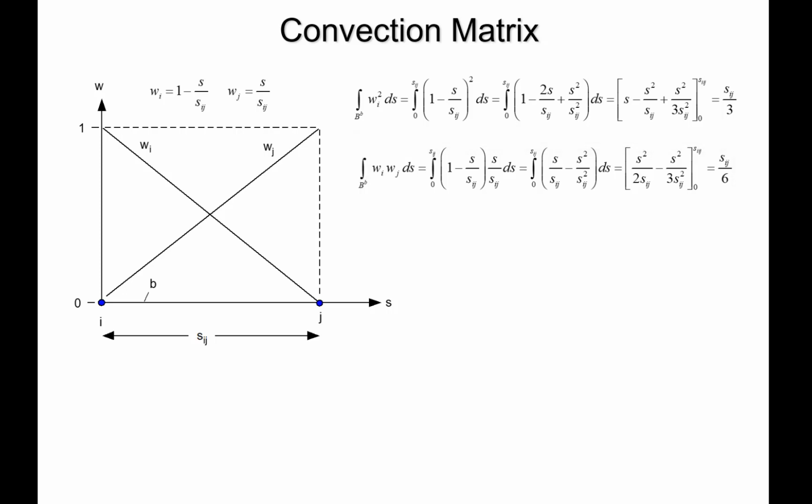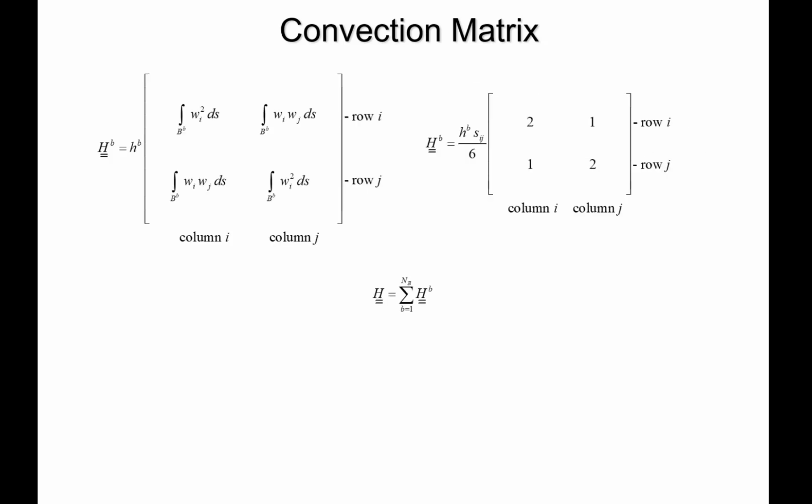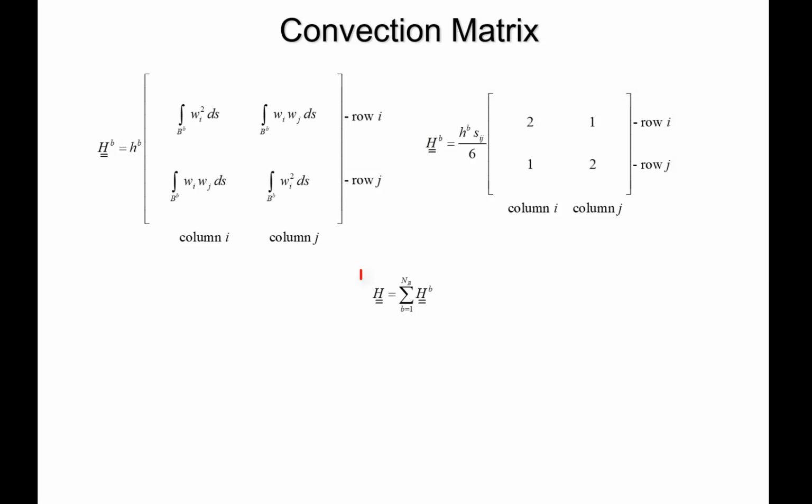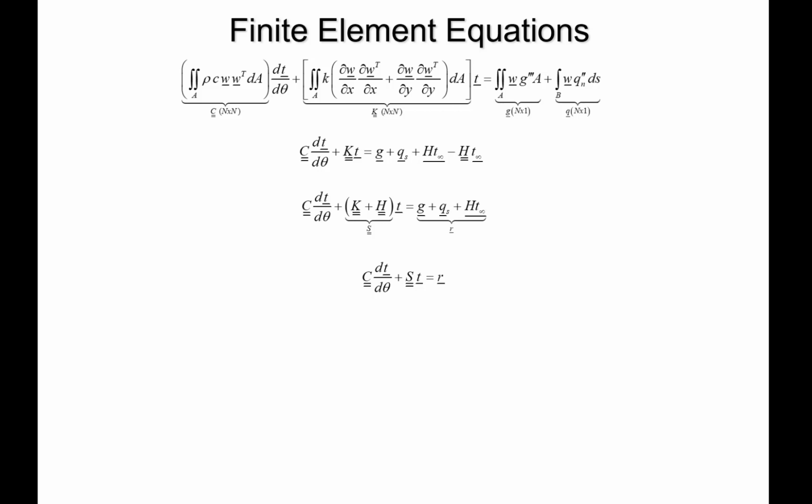So if I make these 2 substitutions into my convection matrix, this is what I get. The convection matrix is going to be the convection coefficient along the boundary times the length of the boundary divided by 6, and then I'll have 2's on the diagonal, so ii and jj, and I'll have 1's on the off diagonal. So this would be ij and ji, and again we're just adding all of these up to get our global convection matrix. So at this point we're pretty much done, right?